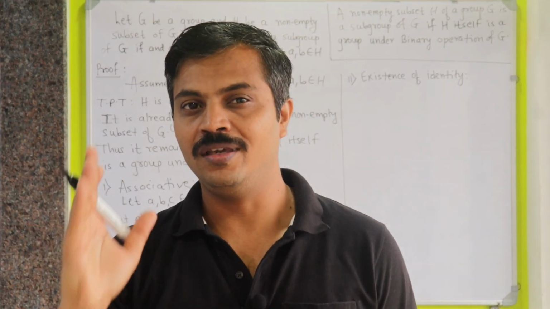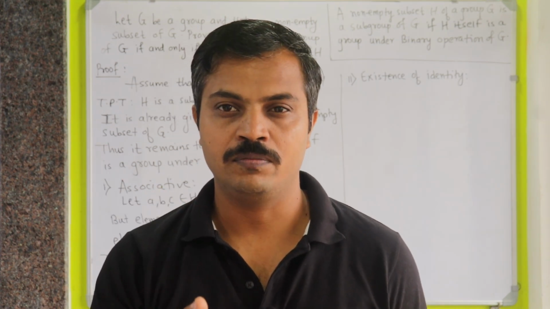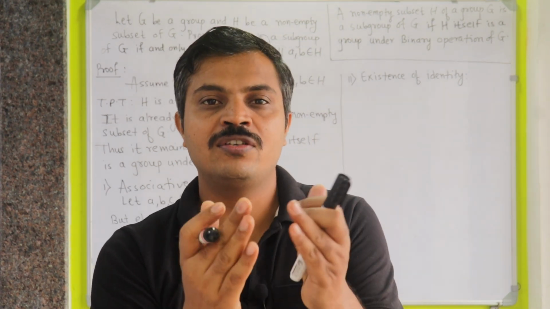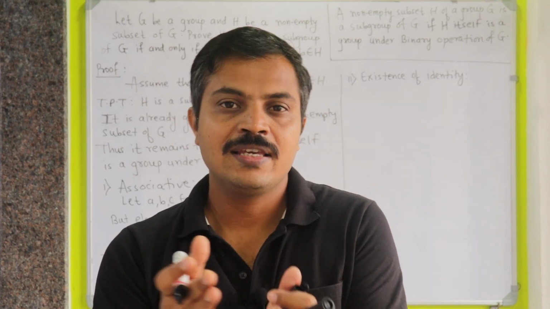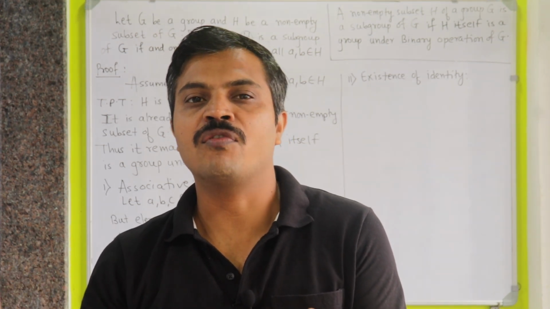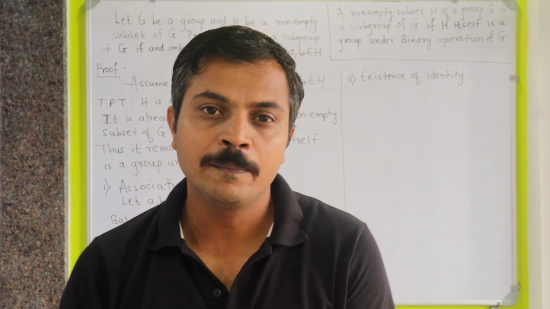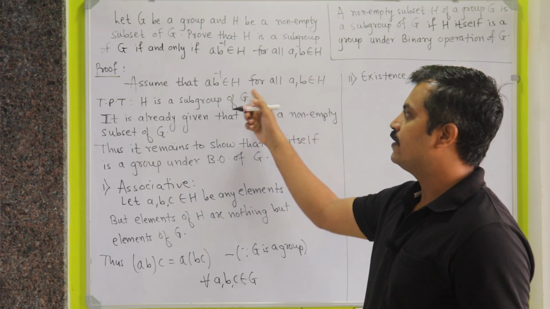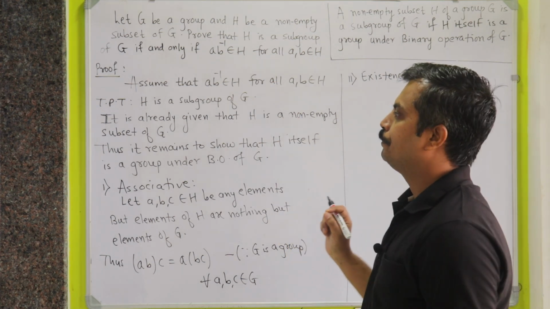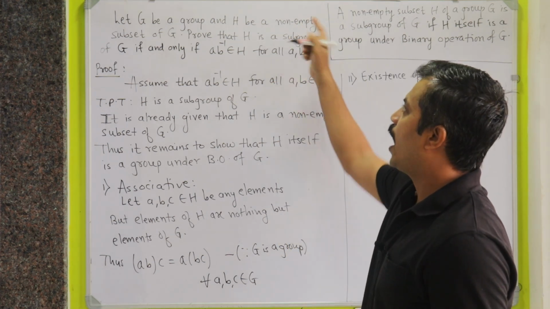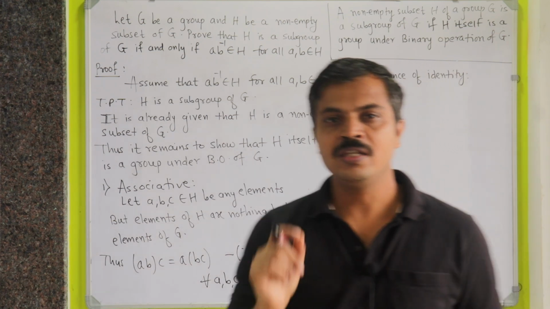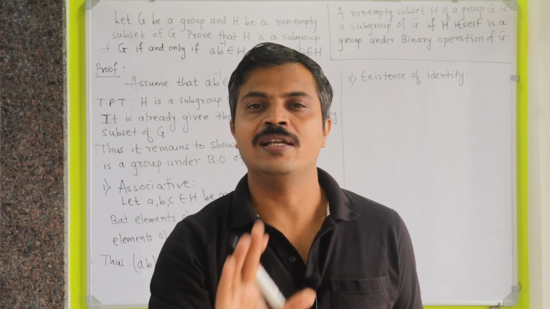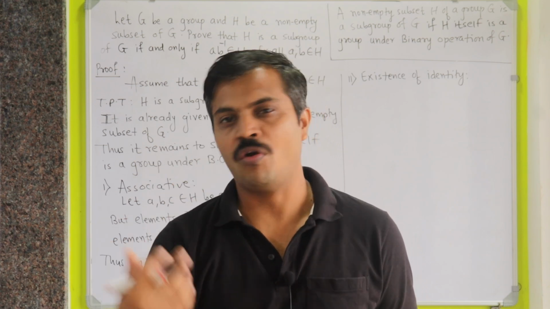But remember, here we are proving H is a group. So we should prove there exists E belongs to H such that AE is equal to A, which is equal to EA for all A belongs to H, right? Now see, in order to prove it, what is given to us? This condition. So we have to use that fact. Together we also have H is non-empty. Now what is the meaning of H is non-empty? There always will be at least one element in H, right? Therefore it is called as non-empty.